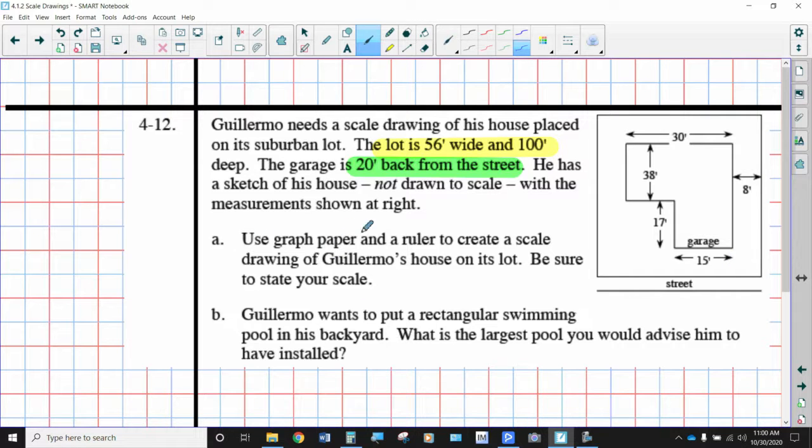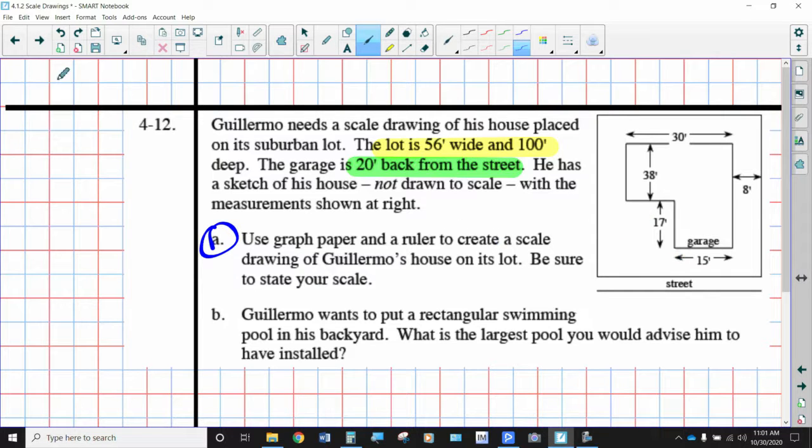So the directions are use graph paper and a ruler to create a scale drawing of Guillermo's house on its lot. Be sure to state your scale, okay? And it says Guillermo wants you to put a swimming pool. Okay, we'll worry about that later. Let's just focus on section A. So you will need graph paper in order to do this. If you do not have graph paper at home, it's going to make things a little bit difficult. I'll see if I can put up a PDF. Hopefully there's a PDF that you see on Classroom where you can print it off and get graph paper from that. We'll see if we can do that.